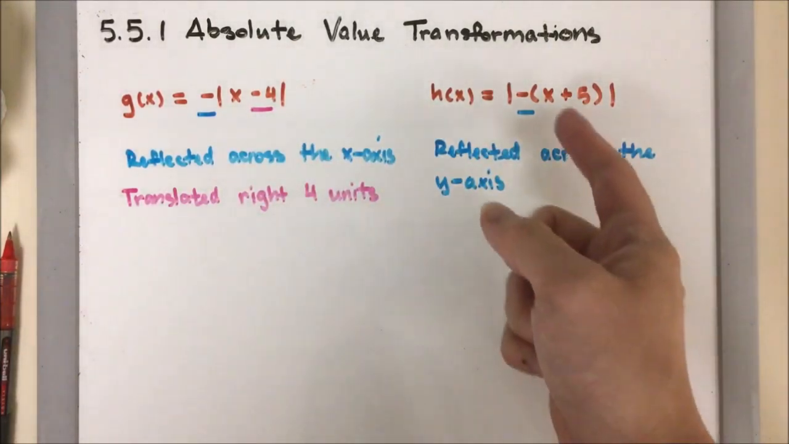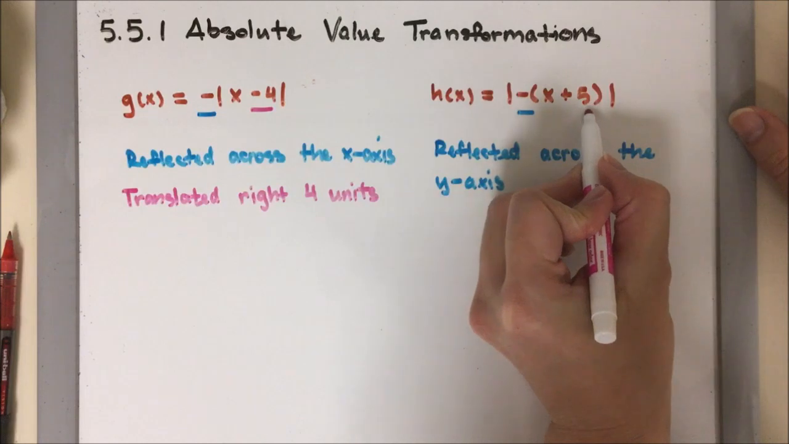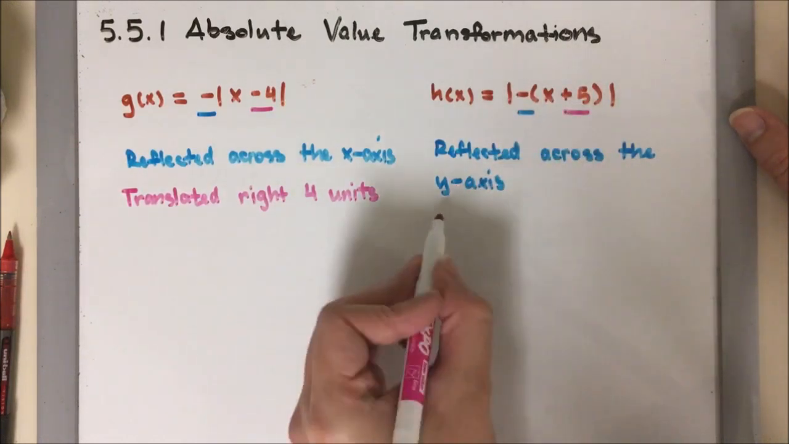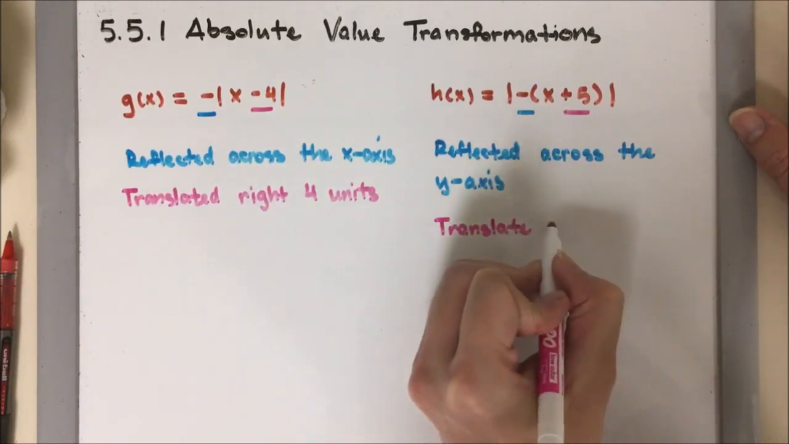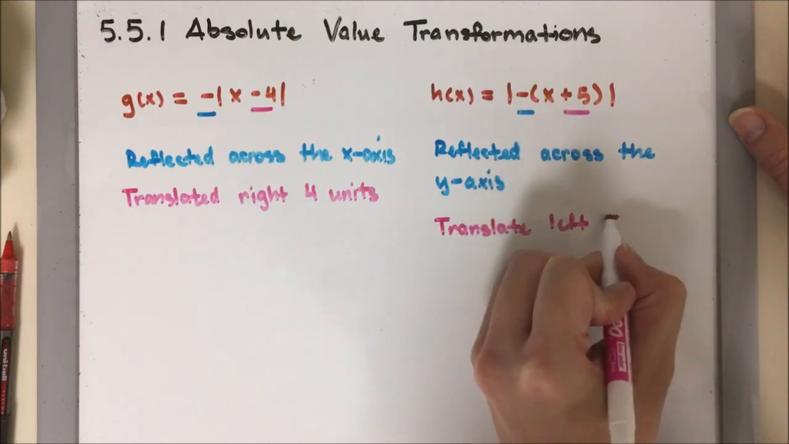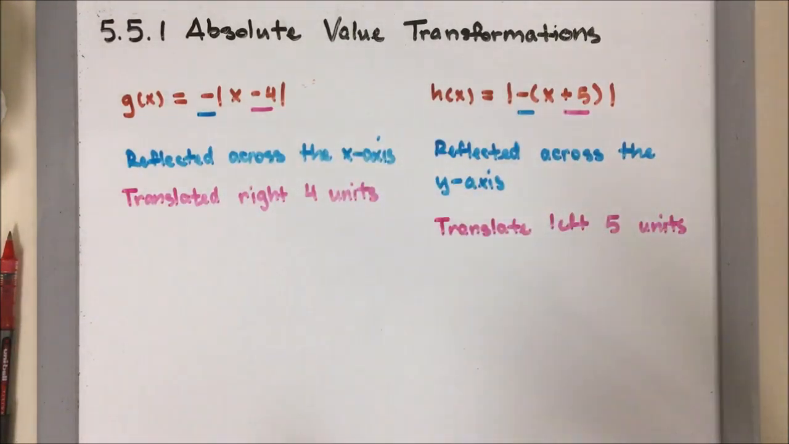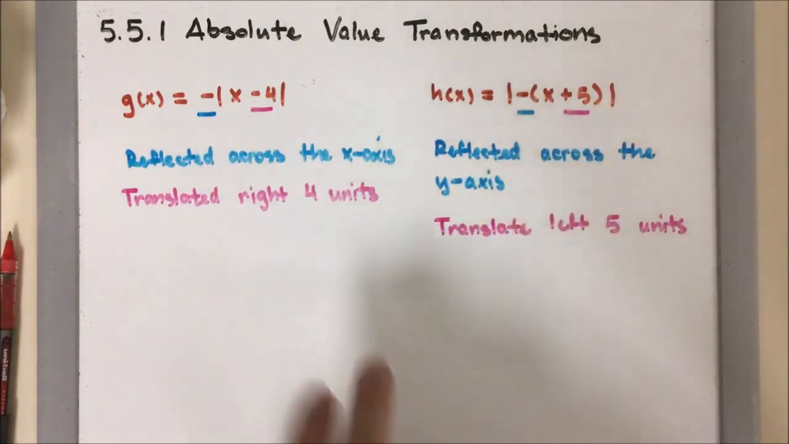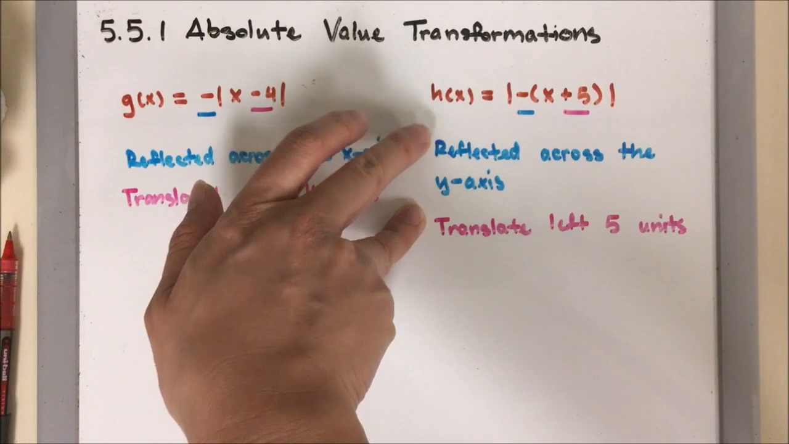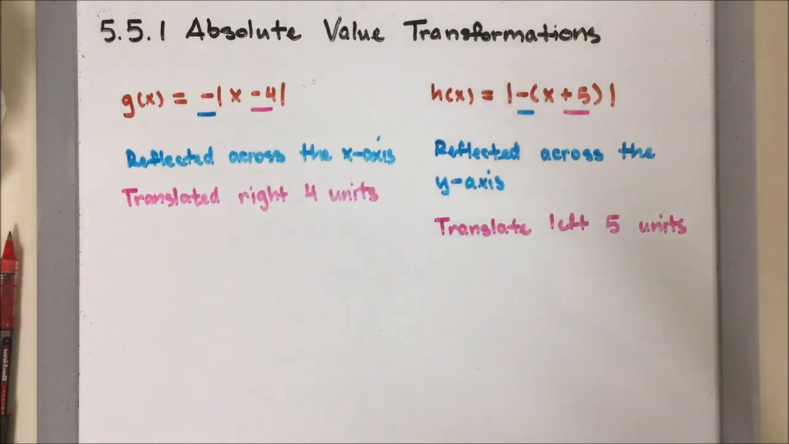Now don't forget, we also have the x plus 5 inside the parentheses. Since it's in parentheses, I can now correctly identify the transformation. So since it's plus 5, it translated left 5 units. So that's all you have to do when given the function or given the equation. Here we only have two transformations, so I just wrote out the two transformations. Reflected across the y-axis and then translated left 5 units. So that's all you have to do for identifying transformations when given a function.